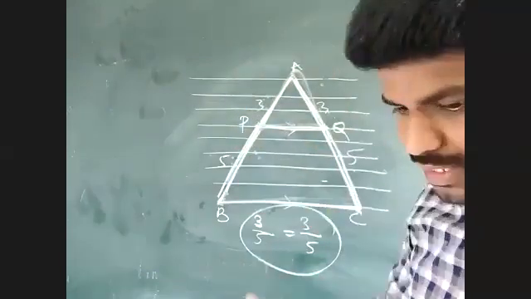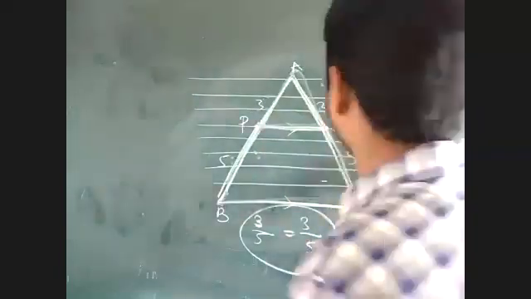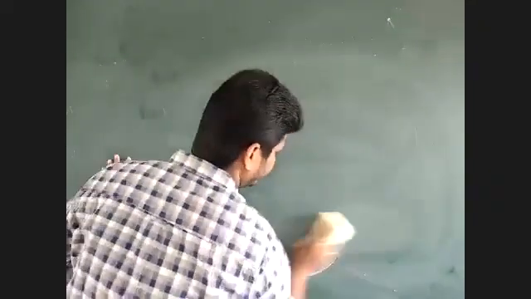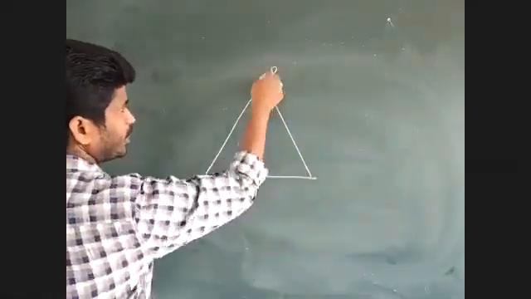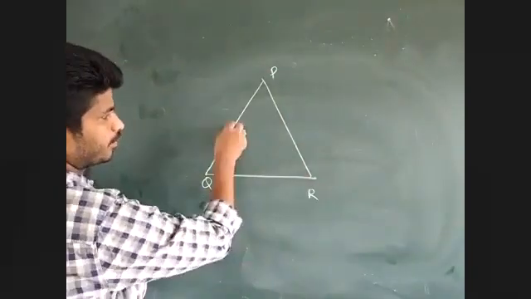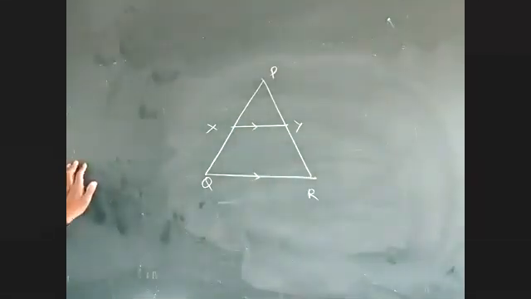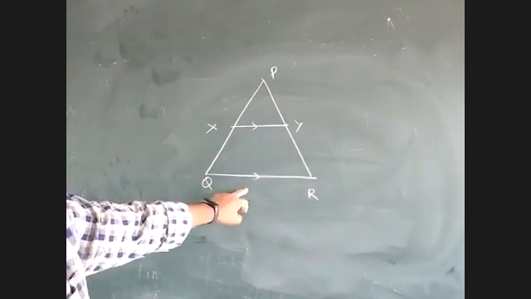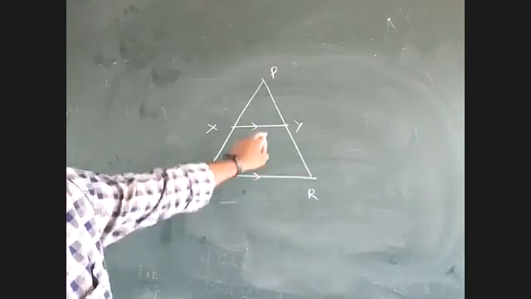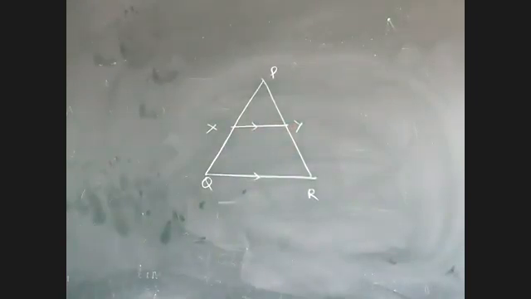In place of ABC, you can take any alphabet, no problem. In place of ABC, take PQR. Here XY is parallel to QR. Then tell me the basic proportionality theorem formula. XY is parallel to QR. That's why XY divides the other two sides in the same ratio. Tell me, the same ratio means what?